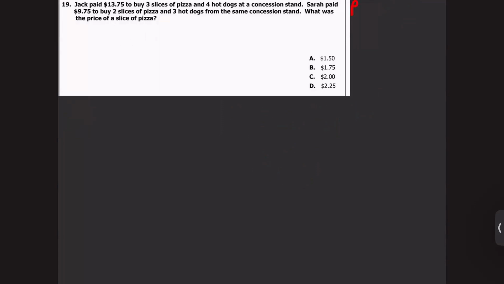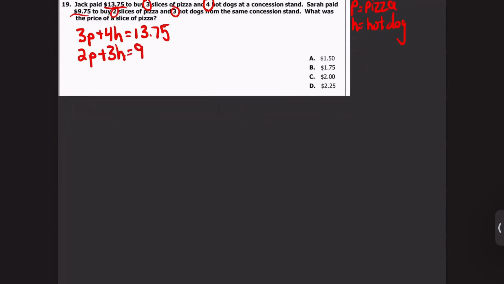Let's say P equals pizza, H equals hot dog. Okay. Let's think about what we have. Let's use cubes here. We have 13.75, we have 3 and 4. We have 9.75, 2 and 3. So 3p plus 4 hot dogs equals what Jack paid. 2p, so 2 pizzas plus 3 hot dogs equals what Sarah paid.